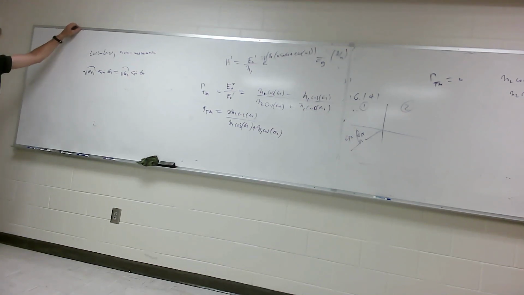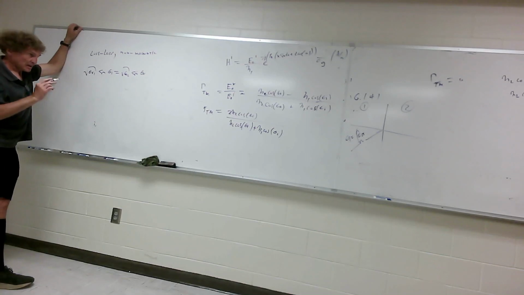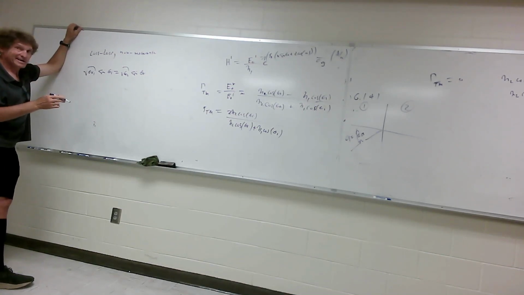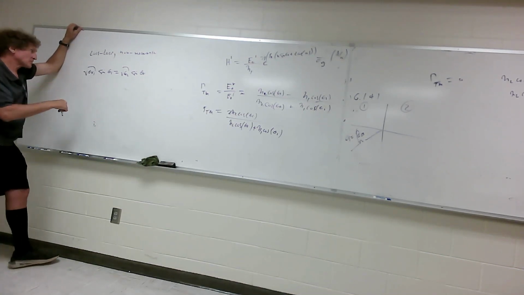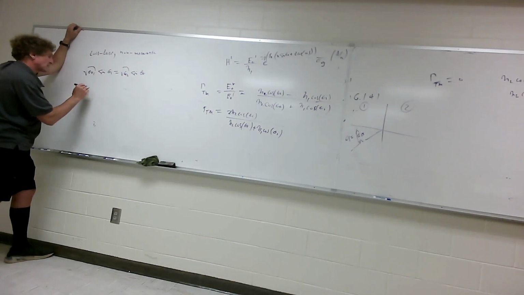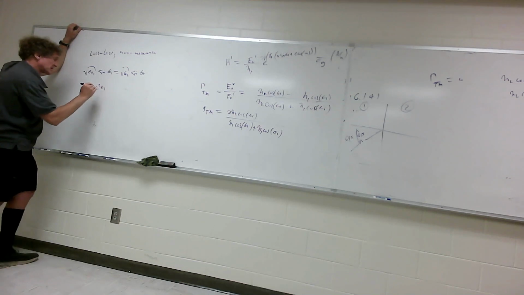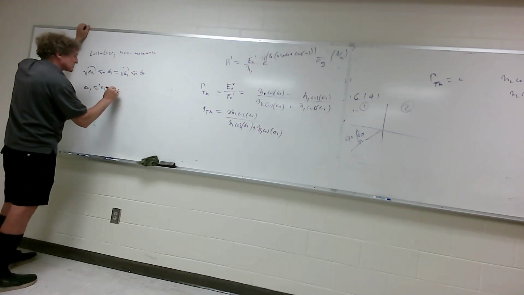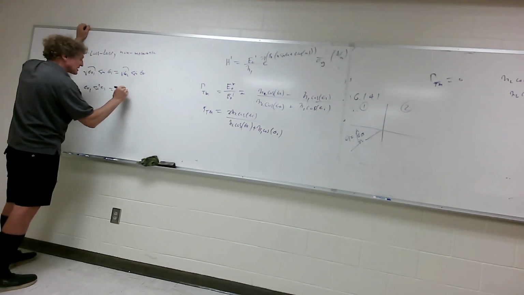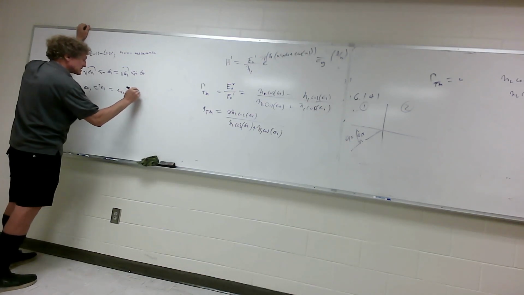All right, if that's the case, I'm going to do something I think everybody understands. I'm going to square both sides. So I have epsilon relative 1 times the sine squared of the incident angle is equal to epsilon relative 2 times sine squared of the transmitted angle.